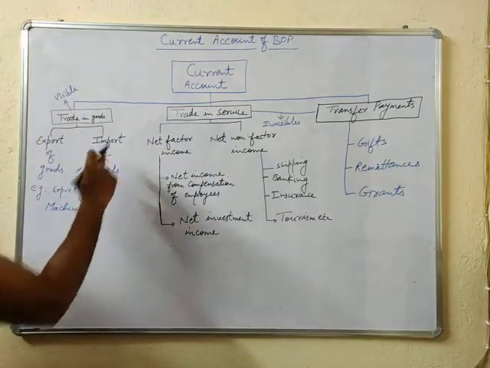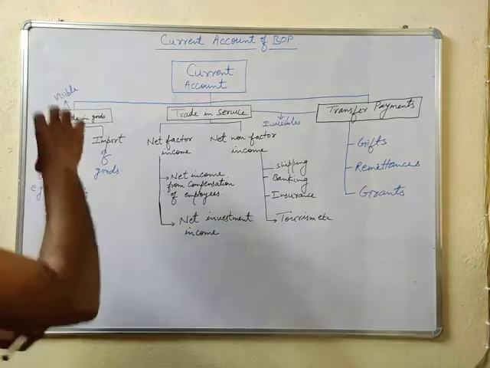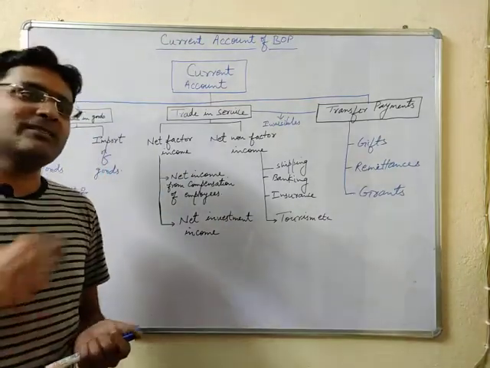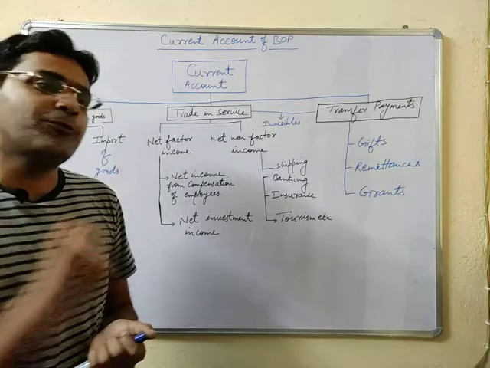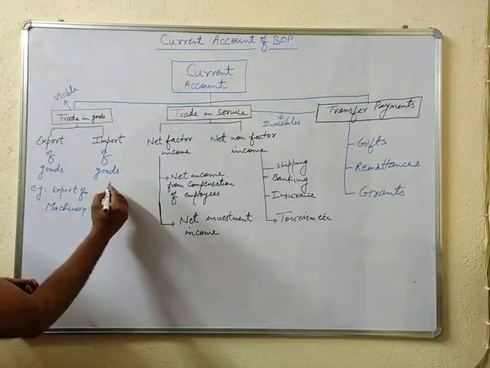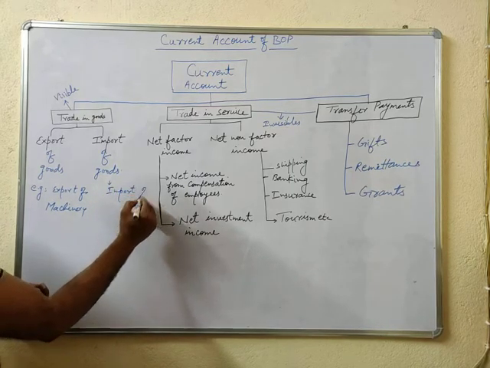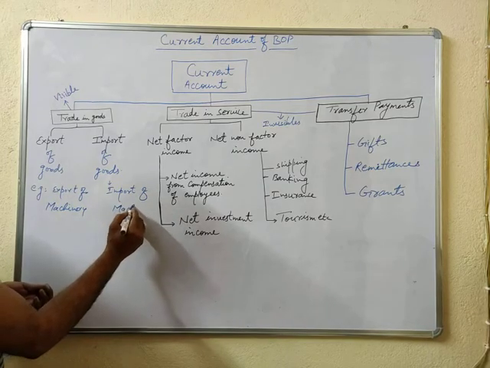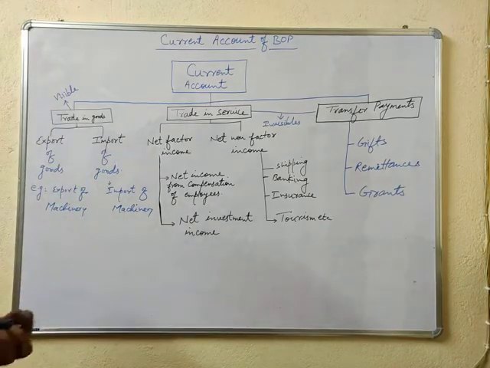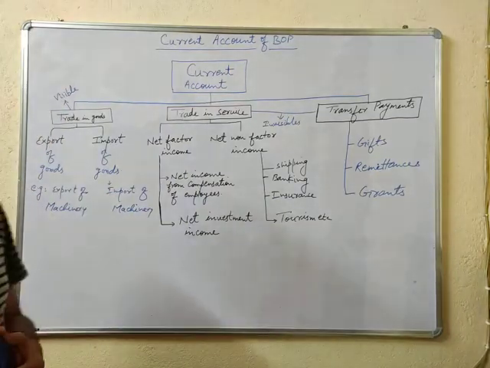And on the contrary, if we are importing any plant or machinery from a foreign country, it will be entered into the debit side of the current account, as it is causing an outflow of foreign exchange. So under this, the import of machinery can be taken into account. This is the first part of the current account of balance of payments.